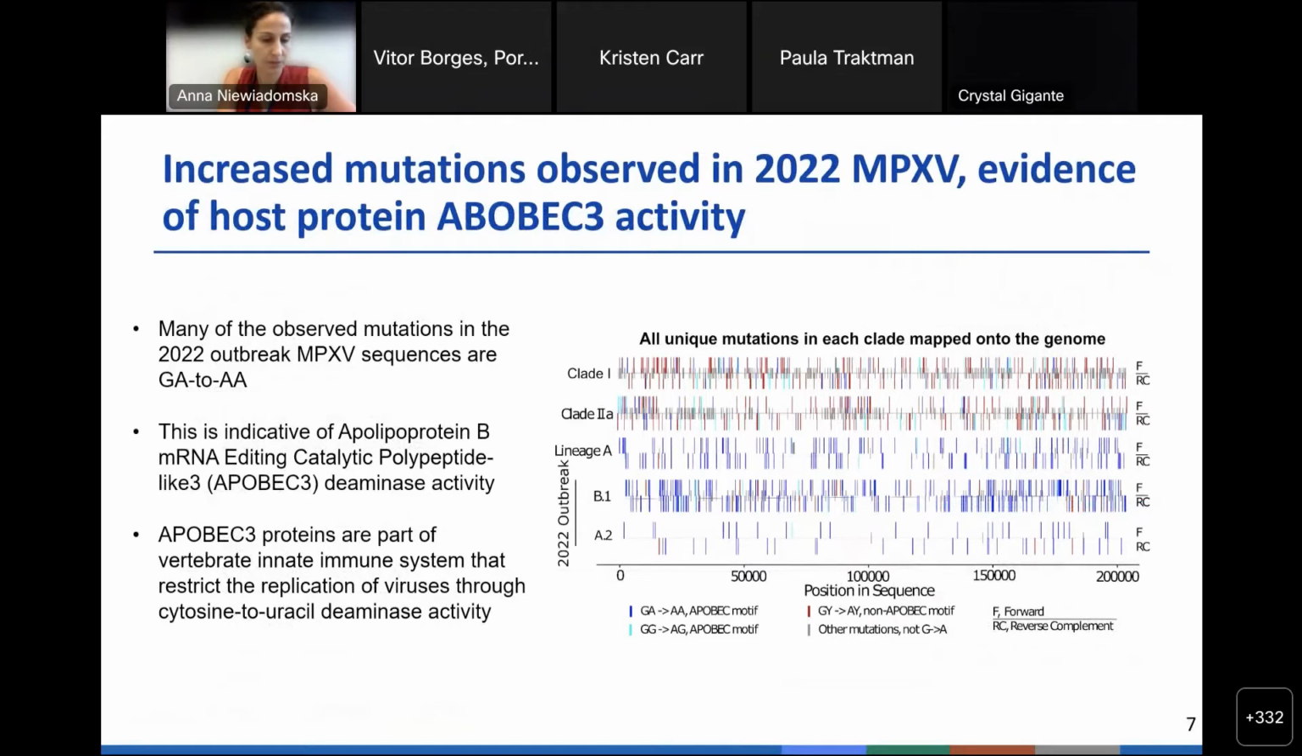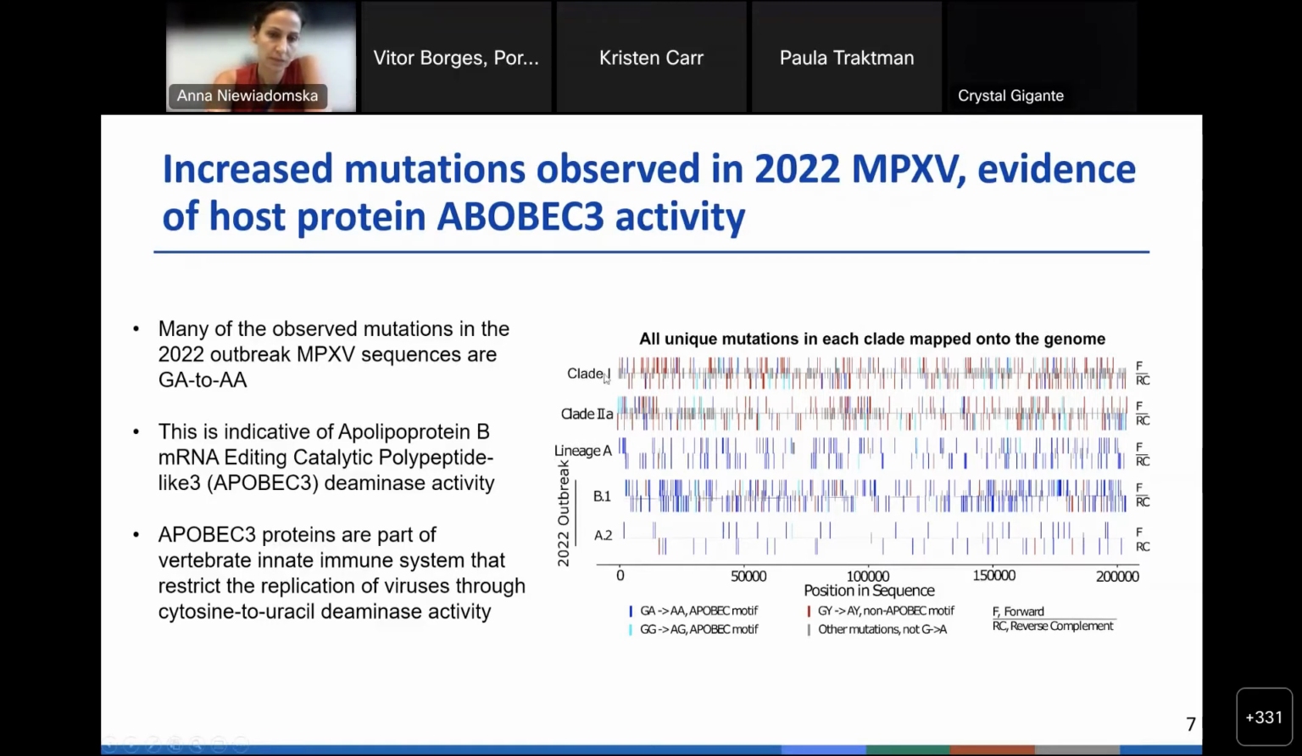This is kind of a summary or rehashing of what was just presented. We also saw increased mutations in the 2022 monkeypox viruses, many of which were GA to AA mutations, which is indicative of APOBEC3 activity, which is shown here in this graphic for the different lineages of monkeypox virus with clade 1 and clade 2A, which do not include the current outbreak.